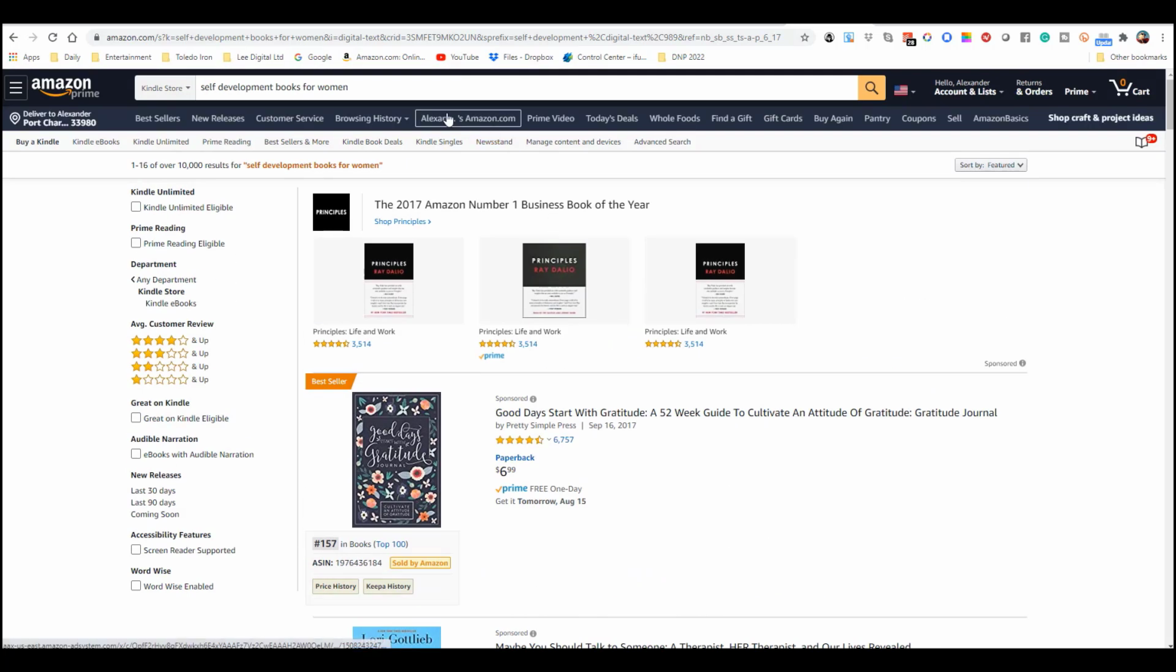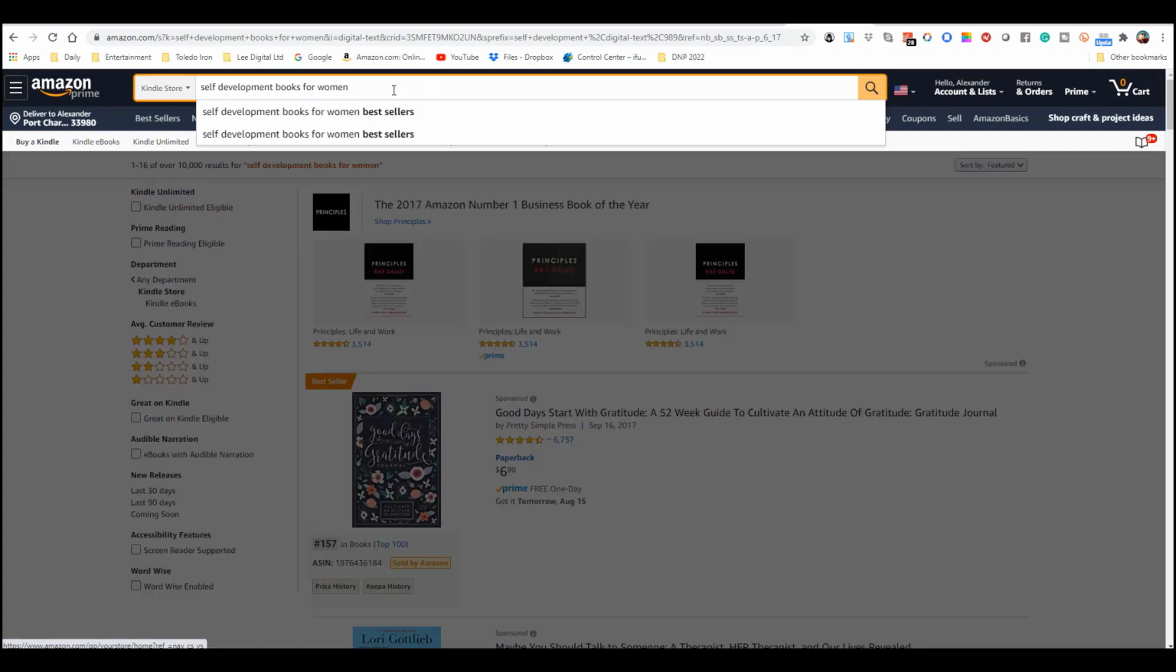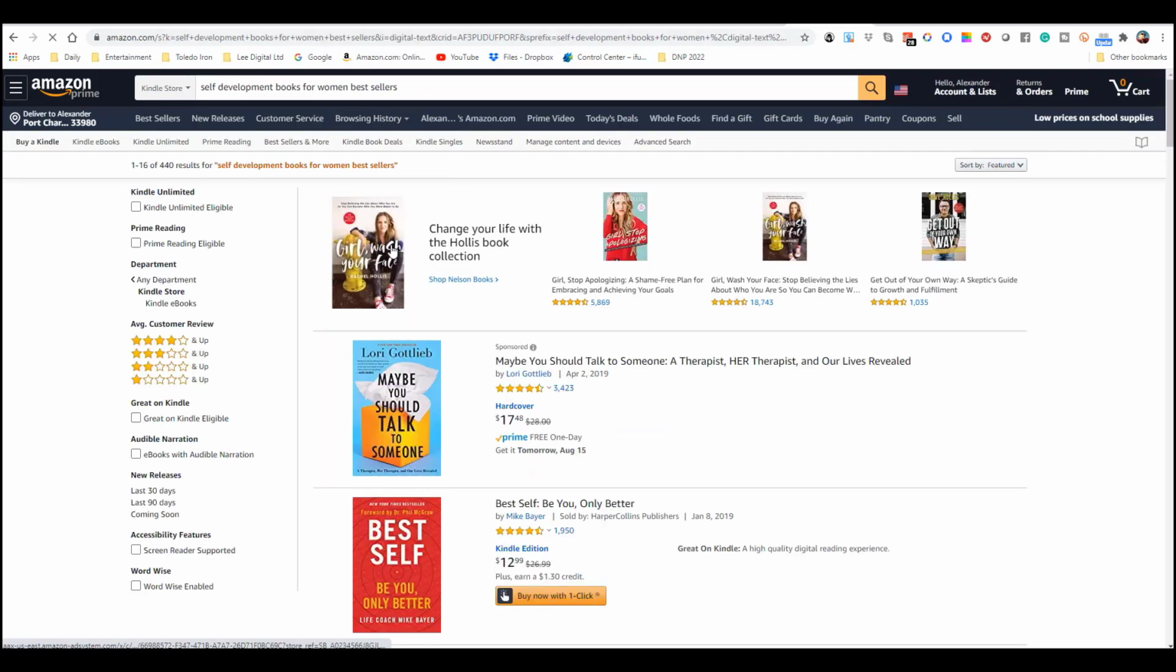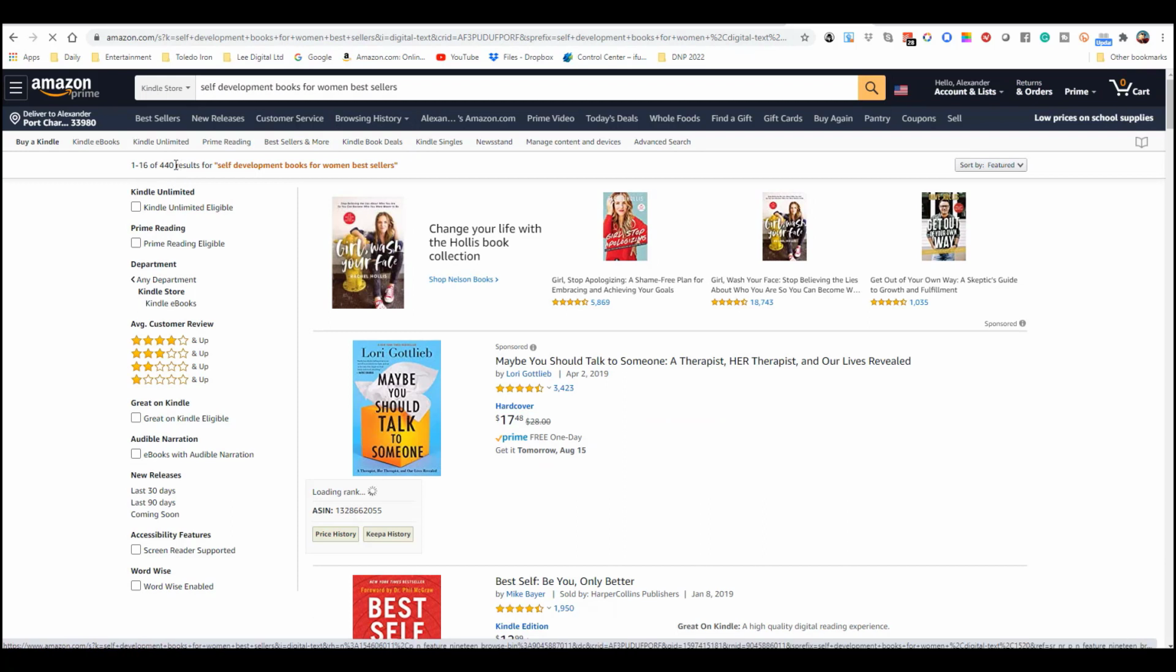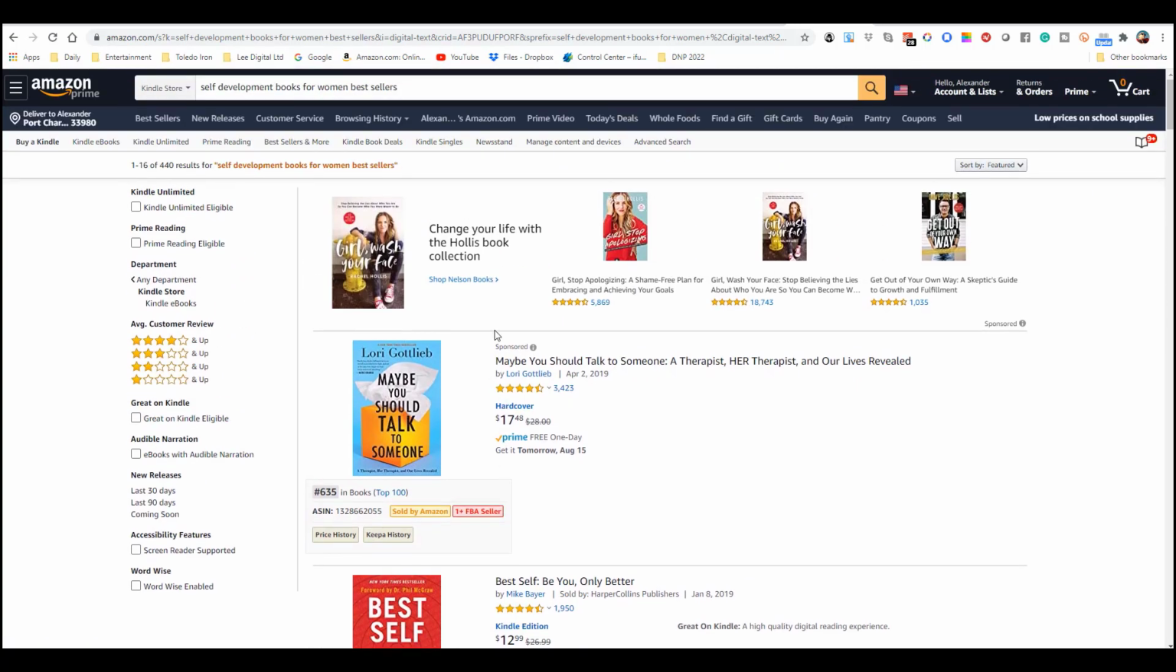But the ideal would be 1,000 or less. Let's see if there's any other recommendations. Self-development books for women that are bestsellers. And this goes down, obviously, there's going to be a lot less bestsellers than in the overall market. There's 440 competing. This is not a niche down title, but I just wanted to show you that you go down from 60,000, 10,000 results down to 400. You want to stay within the 1,000.